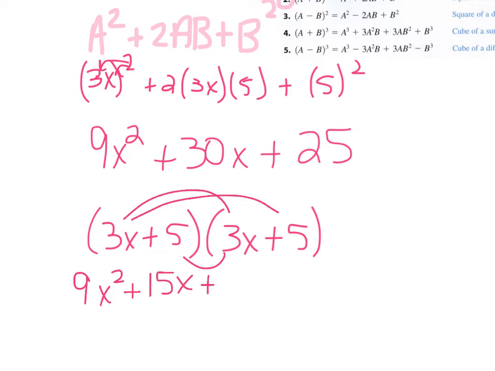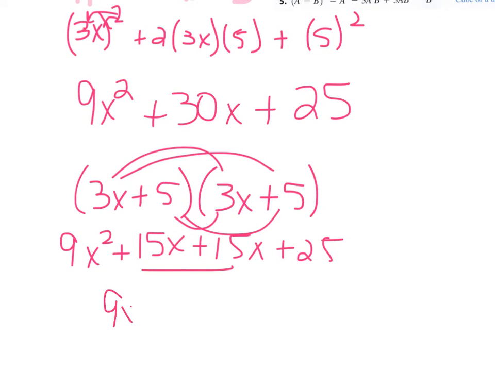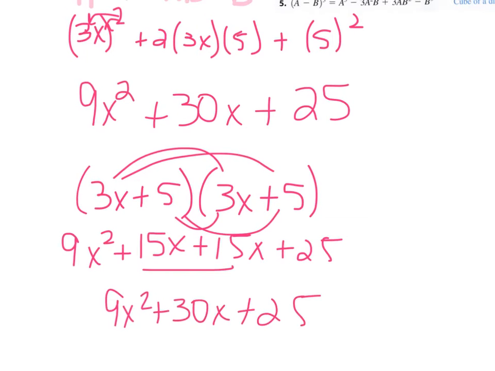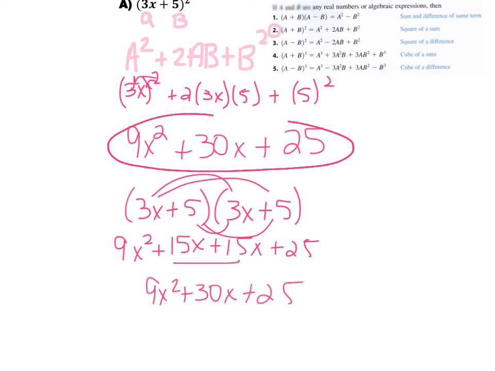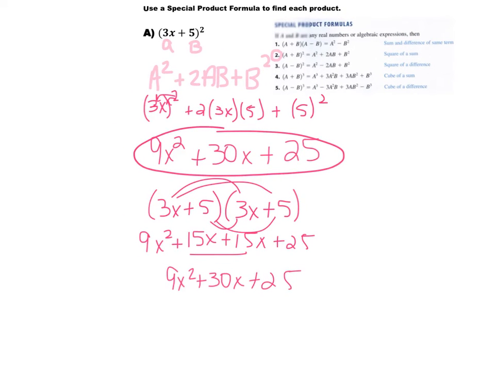15x. What's 5 times 3x? What's 5 times 5? When I combine in the middle, I have 9x squared plus 30x plus 25. Is that not what we came out with when we used our special pattern? So you can always go back and check. But it's really helpful, especially when the numbers get big, to know these patterns. You can just recognize it quickly and then move on.